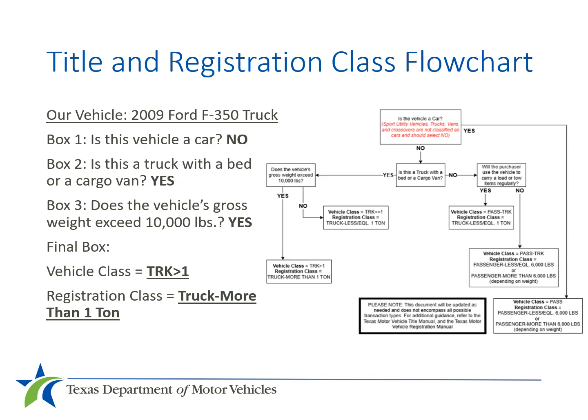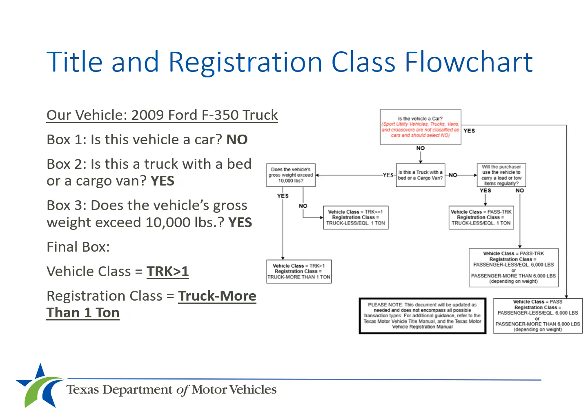If we start at the top of the flowchart, the first box asks, is the vehicle a car? Then it specifies that sport utility vehicles, trucks, vans, and crossovers are not classified as cars and should select no. Since our vehicle is a truck and not a car, we would select no and follow the no arrow to box 2. Box 2 asks us, is this a truck with a bed or a cargo van? Since this is a pickup truck, we will select yes and follow the arrow to the third box.